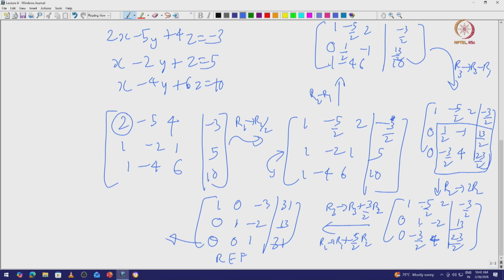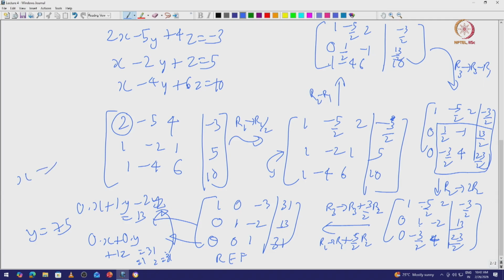If you rewrite this in terms of an equation, you'll say 0 times x plus 0 times y plus 1 times z is 31. So z is 31. Likewise, this is 0 times x, 1 times y, minus 2 times z is 13. So you substitute z equals 31 here, and you can solve for y, and so on. Likewise, you can solve for x as 124 from this equation. Yeah. So this is an example of how you would use the Gauss-Jordan elimination in practice.